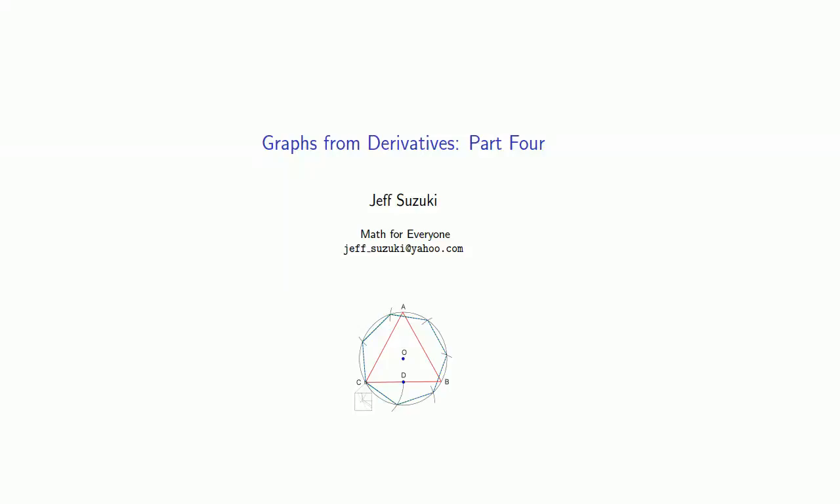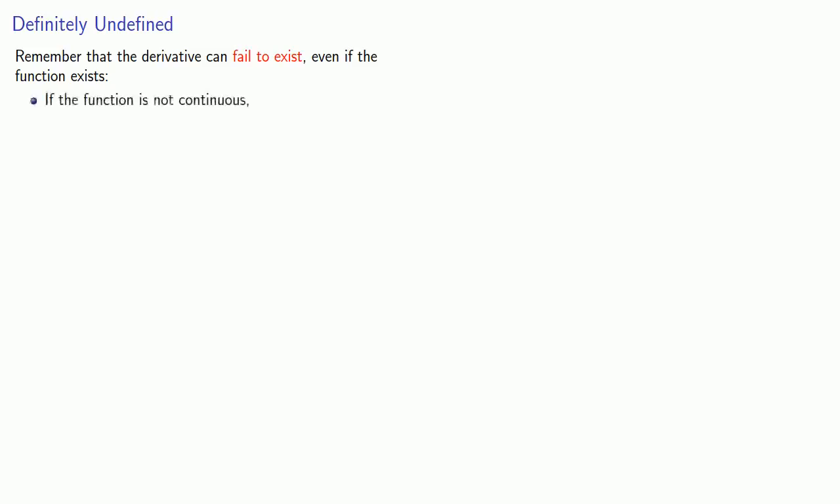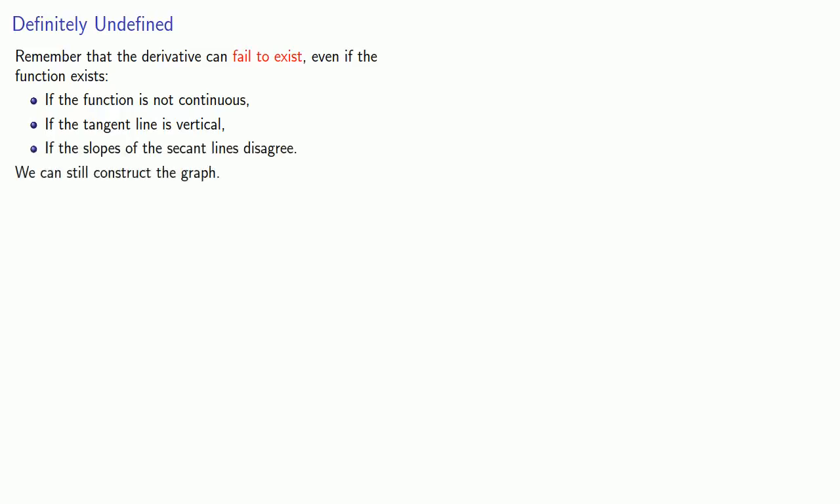So let's put this together and see if we can form a graph from the derivative and other information. One thing that we might want to incorporate is where the derivative fails to exist. Remember that the derivative can fail to exist even if the function exists, if the function is not continuous, or if the tangent line is vertical, or if the slopes of the secant line disagree. Nevertheless, we can still construct the graph of the function from its derivatives.